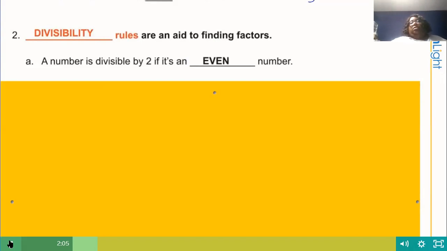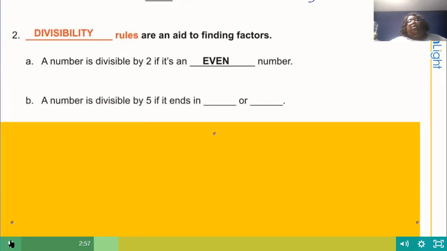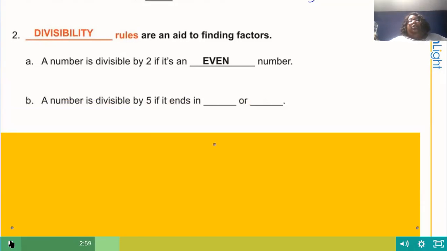You've probably learned that since kindergarten. And when we say it ends in, we mean that in the ones place value, you're going to have 0, 2, 4, 6, or 8. All right, so we won't belabor that point. How about 5? How about 5? There are 2 conditions, right? If the number ends in what or what? All right, hopefully you're thinking 0 or 5, right? If the number ends in 0 or 5, we know it's divisible by 5.